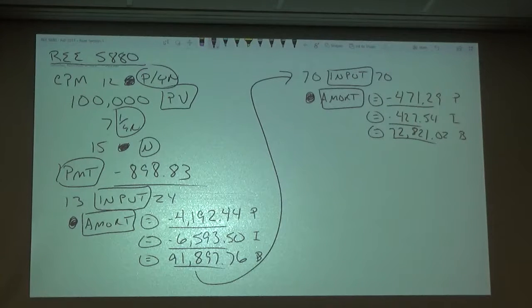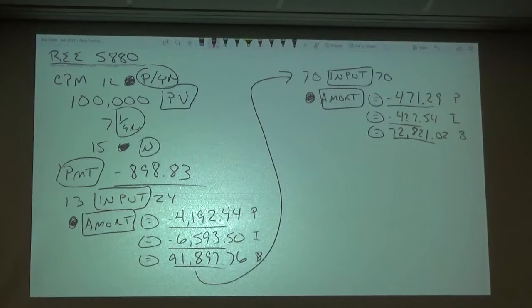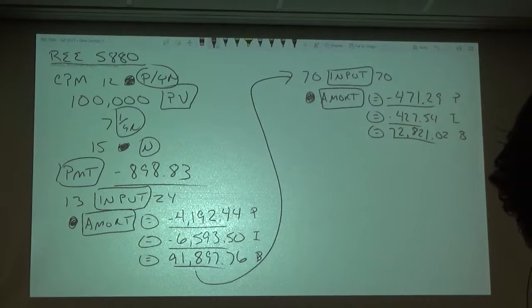Yep. I just have a question. When we're doing examples and we're trying to determine if we're going to do it like that way, like 13 to 24 or 70, how would you word it? I would just simply say, what is the principal that was paid during month 70? And then you would just simply give me 471.29. Or I might say, give me the balance at the end of month 70. And how would you say it for something like the interest paid during year 2?